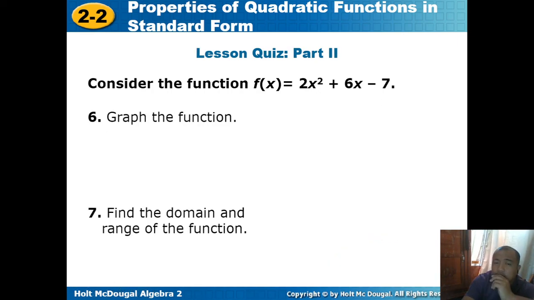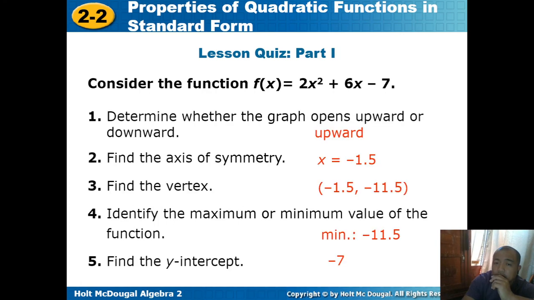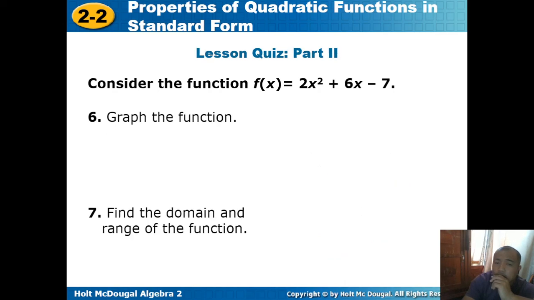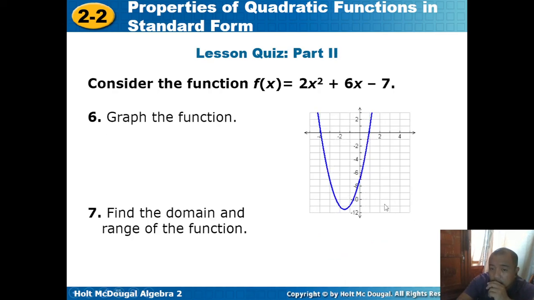Consider the function f of x equals 2x squared plus 6x minus 7. Graph the function. So, vertex (negative 1.5, negative 11.5), axis of symmetry x equals negative 1.5, y-intercept negative 7. Yes, it does pass through the y-intercept negative 7. That's the vertex, and here is the axis of symmetry at negative 1.5. And it opens upward.